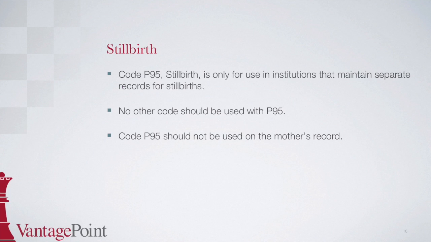Code P95 is for stillbirth. This code is only to be used in institutions that maintain separate records for stillbirths. No other code should be used with P95, and it should not be used on the mother's record. She would have a code on her record from category Z37, such as Z37.1, single stillbirth, or Z37.3, twins, one liveborn, and one stillborn.